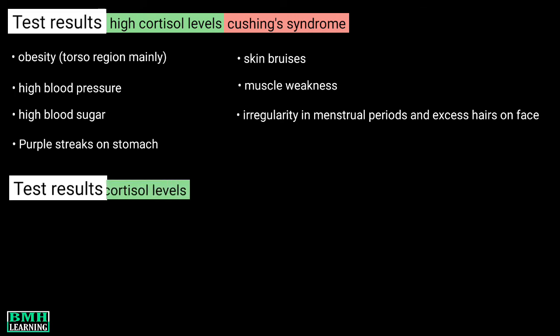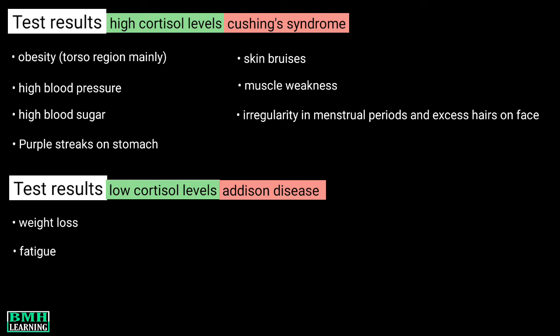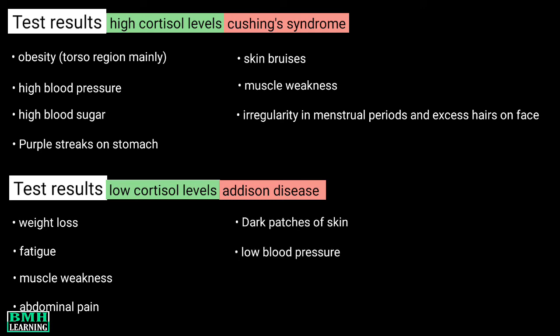Now, if the cortisol levels are low, this would mean you are suffering from Addison disease. And the symptoms would be like weight loss, fatigue, muscle weakness, also abdominal pain, and there would be dark patches of skin, blood pressure would be low, you would be having nausea, vomiting and diarrhea. There would be a decrease in body hairs.